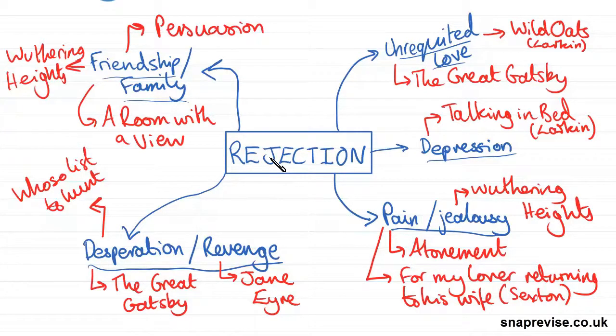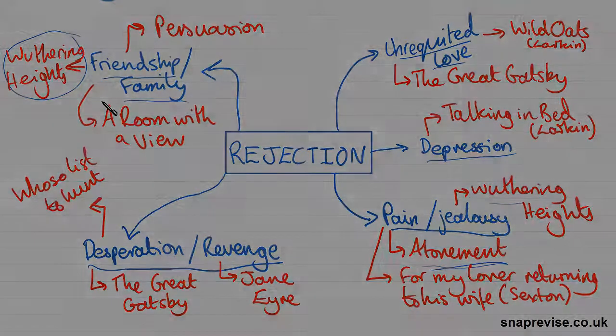I could think of. And then, as you can see here in red, I've identified the texts that I think embody these elements of the idea of rejection. So, for example, if we look over here, I've identified that pain and jealousy to do with rejection can be seen in Atonement, the poem For My Lover Returning to His Wife by Anne Sexton, and Wuthering Heights. And there are many more texts, obviously, that these themes relate to. So that's step 1, identifying what possible texts and what possible elements of rejection you can think of.